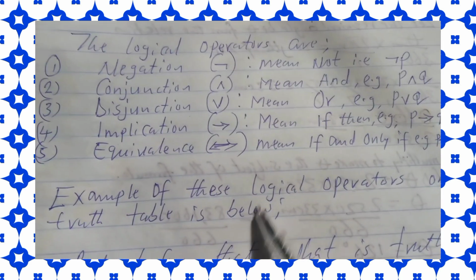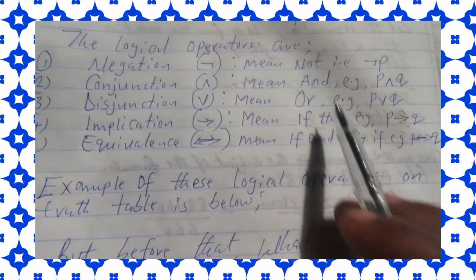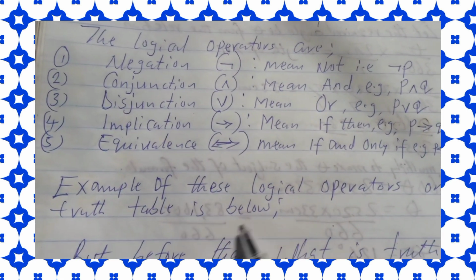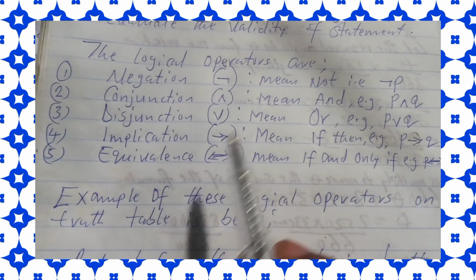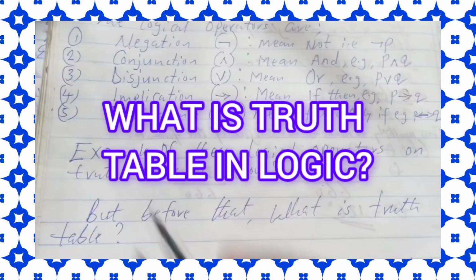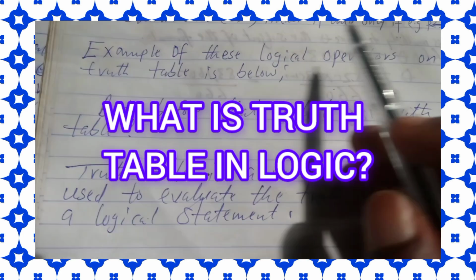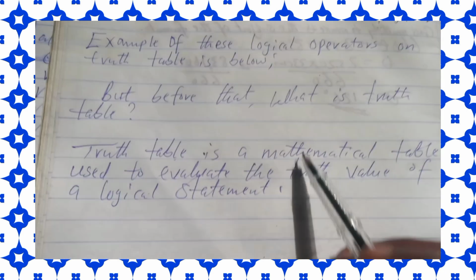Now let's move on. Let's look at examples of these operators on logical statements. Let's look at examples of these operators on truth tables in logic. But before we look at truth tables, what is a truth table in logic? What do you understand by truth table?